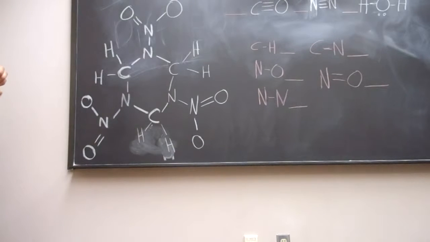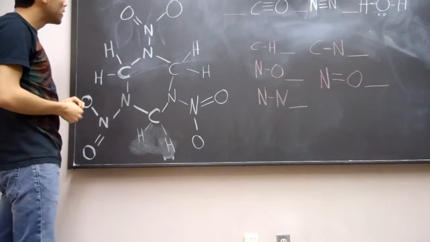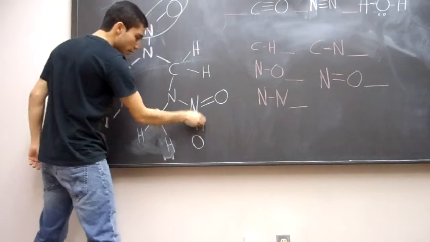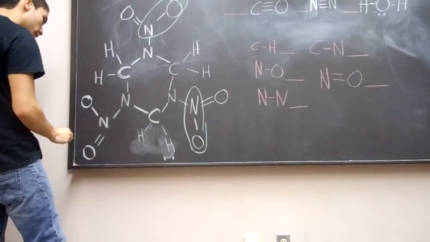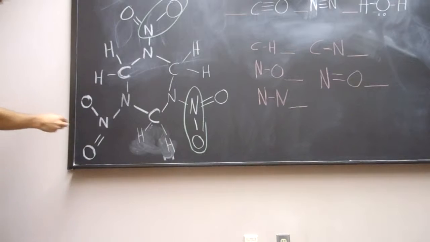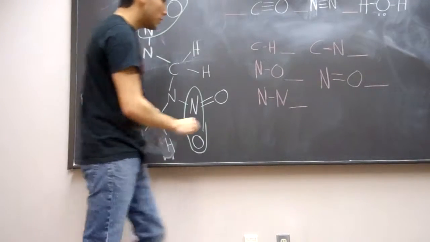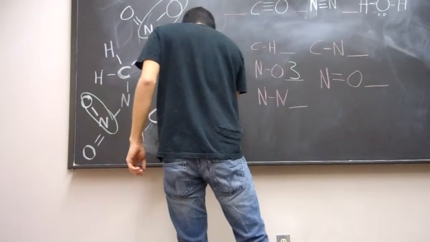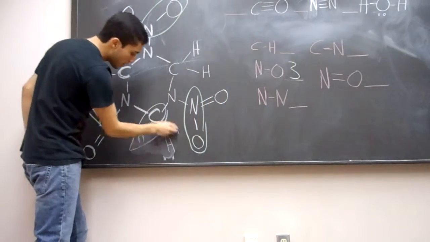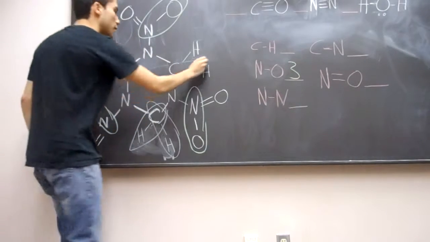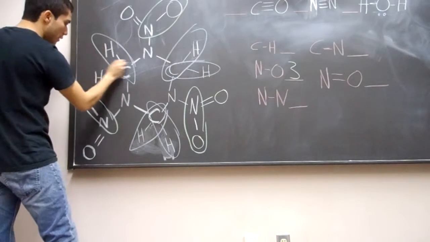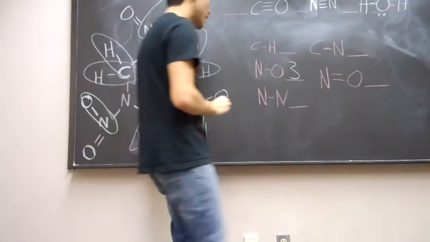So let's look at our Lewis dot structure. Here we have 1 nitrogen to oxygen bond, another nitrogen to oxygen bond, and another nitrogen to oxygen bond. So we have 3 nitrogen to oxygen bonds. Here we have 1 carbon to hydrogen bond, another carbon to hydrogen bond, another one here, here, here, and here. That's 6 carbon to hydrogen bonds.